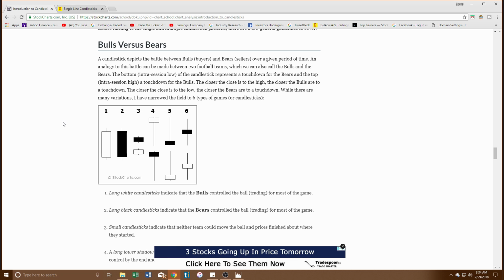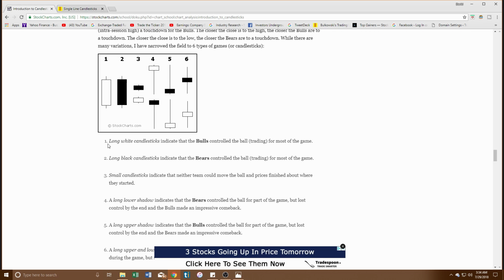While there are many variations, I have narrowed the field to 6 types of games or candlesticks. Number 1. A long white candlestick indicates that the bulls controlled the ball trading for most of the game. So that's this one right here. That is a very bullish candle. Prices opened down here, moved up and up and up, and closed very high up here.